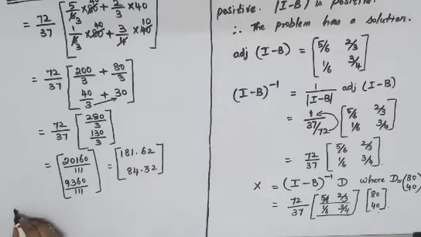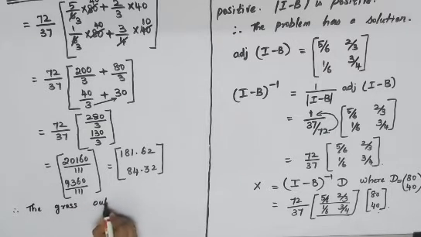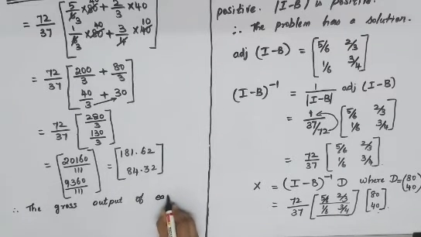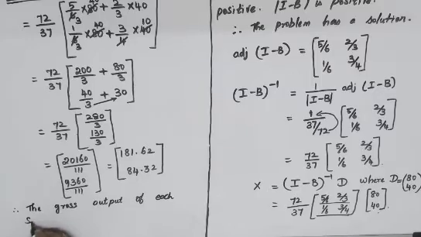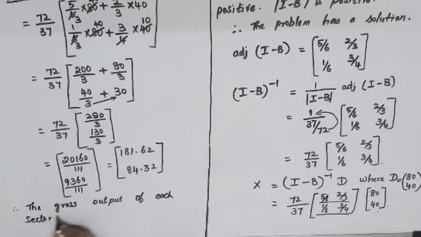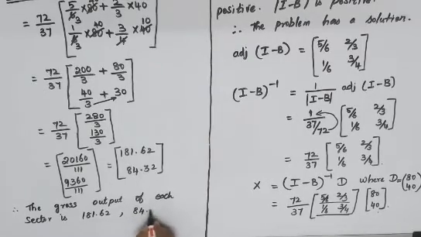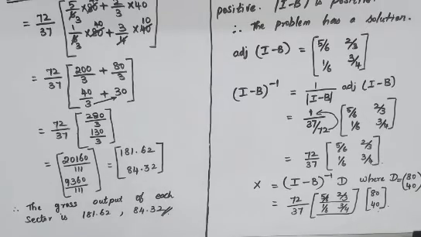Therefore, the gross output of each sector is 181.62 and 84.32. So this is the answer for your fifth question.